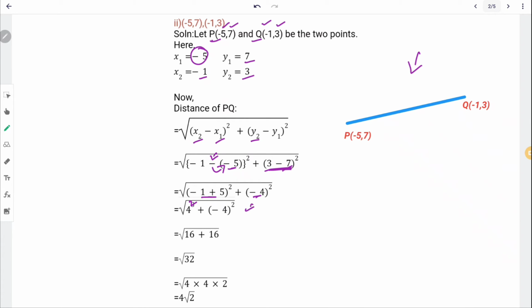Then just writing as it is, 4 4s are 16, minus into minus plus, 4 4s are 16. We're going to have 32. If we try to find the factors, then we're going to have what? 4 into 4 into 2. So 1 4 will come out, and then our distance of PQ will be 4 root 2.